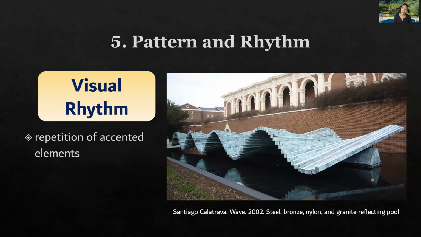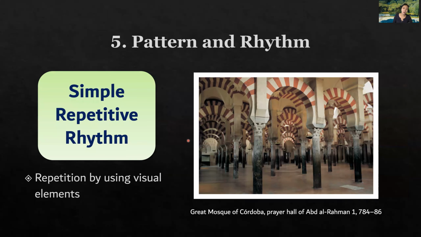Visual rhythm depends on the repetition of accented elements, usually shapes. It literally shows a rhythm in a visual way, like this wave sculpture. And the simple repetitive rhythm is a repetition using the same shape, color, size, value, line, or texture over and over again.